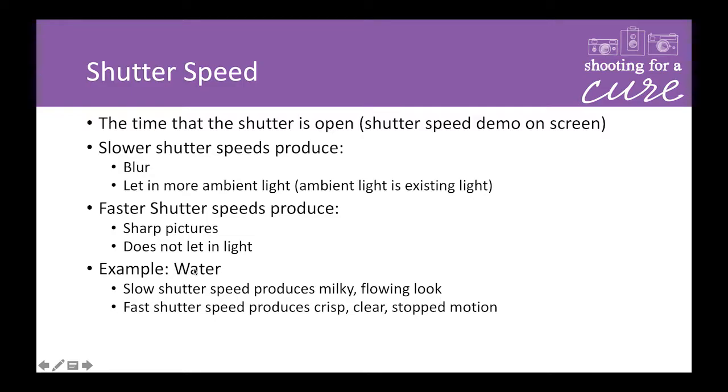So here's an example of water. A slow shutter speed produces milky flowing water, like a waterfall, and I have an example I'm going to show you. A fast shutter speed freezes the water, makes it look crisp, clear, it stops any motion, any water droplets, etc.